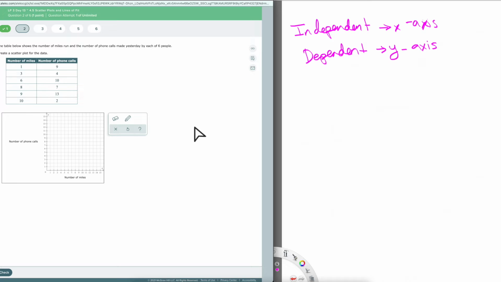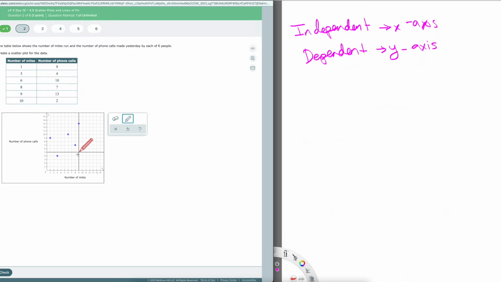So if we go 1 mile, then we make 9 phone calls. 3 miles, we only made 4 phone calls. 6 miles, we made 10 phone calls. 8 miles and 7 phone calls. And we had 9 miles and 13 phone calls. And then 10 and 2.